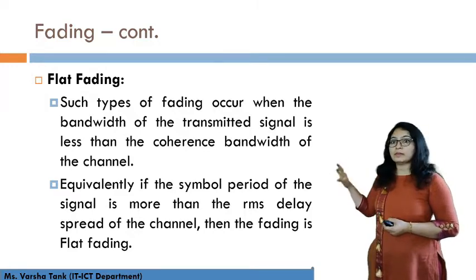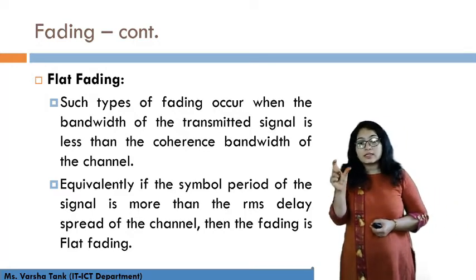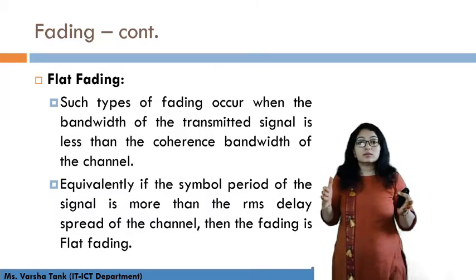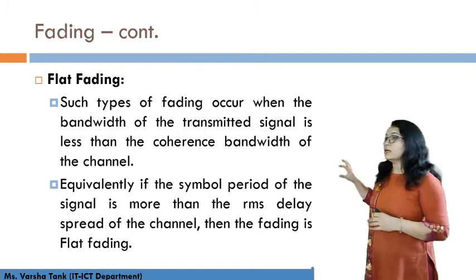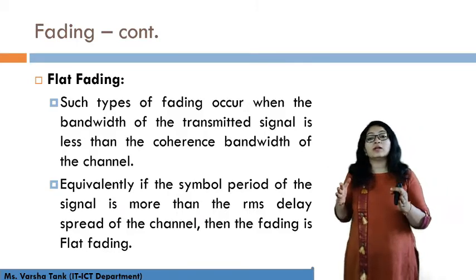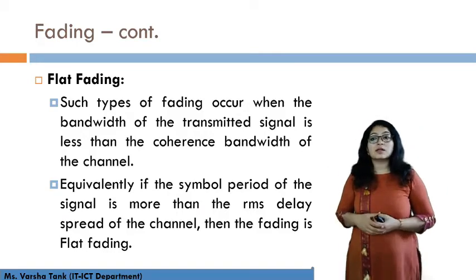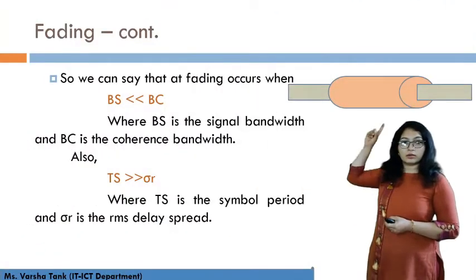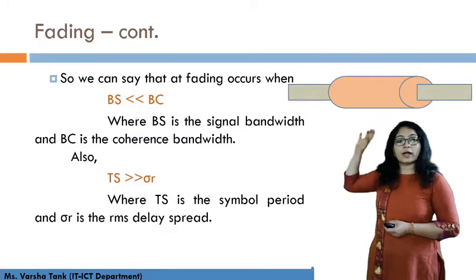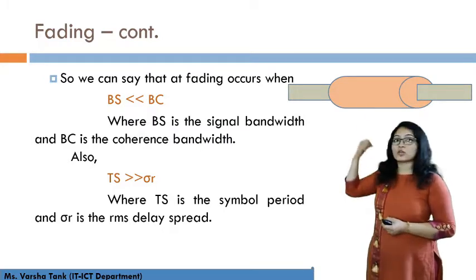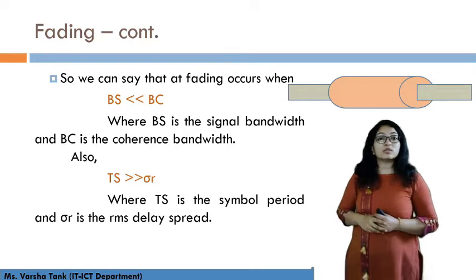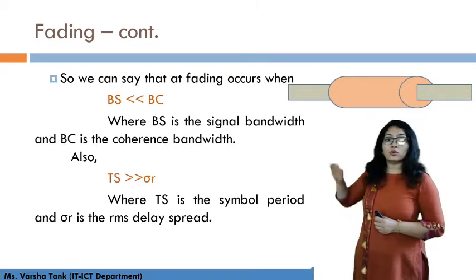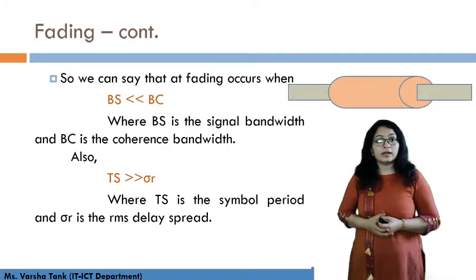Symbol period means the time that is used to transmit that particular signal. If the symbol period is more, it will take more time than the RMS delay spread. So at that time, flat fading will occur. Here you can see such a situation. In this orange color is your coherence bandwidth, and in green is your entire signal. So at that time this flat fading can occur.